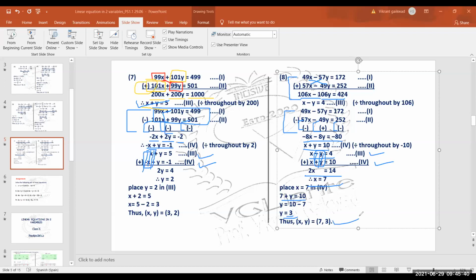Is this clear to all the students? Any difficulty in understanding this? Okay.